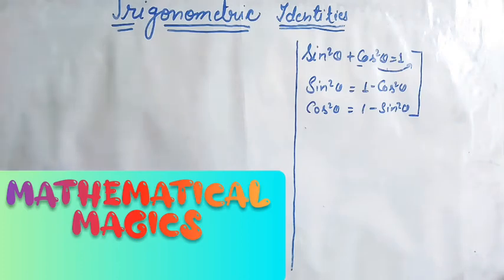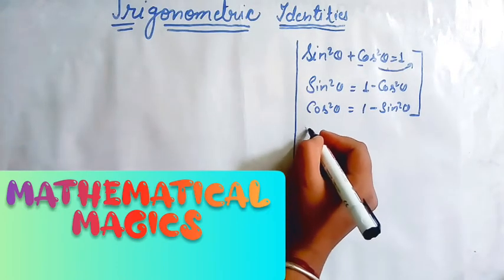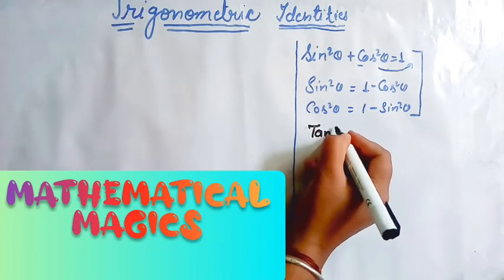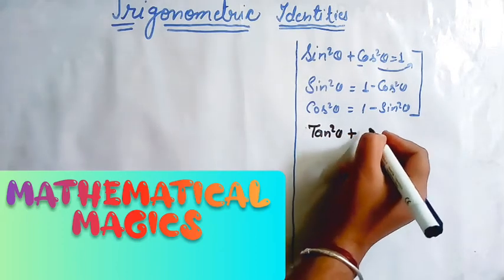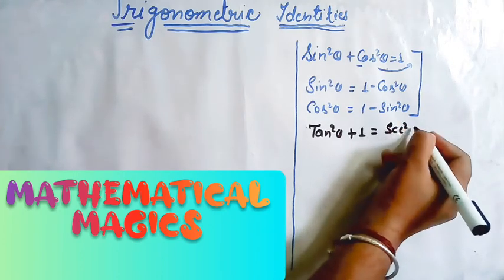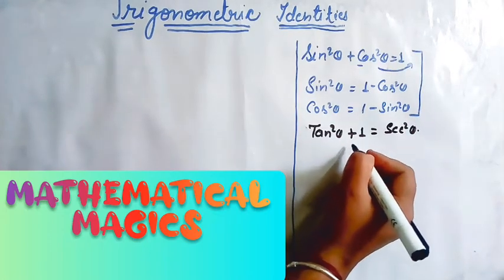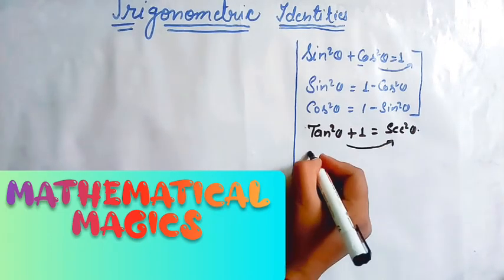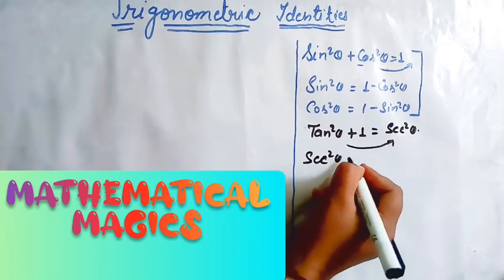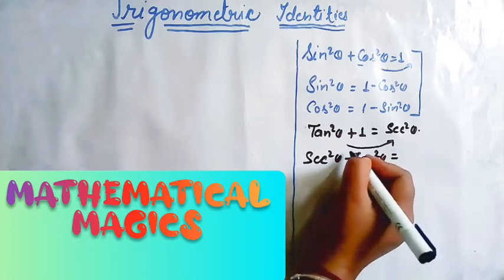Same we have. Remember, if we are dividing first identity by cos square theta, it will become sin square upon cos square will be tangent square theta plus cos square upon cos square will be 1 equals to 1 upon cos square will be secant square theta. And the same identity can be used as secant square theta minus tangent square theta equals to 1.